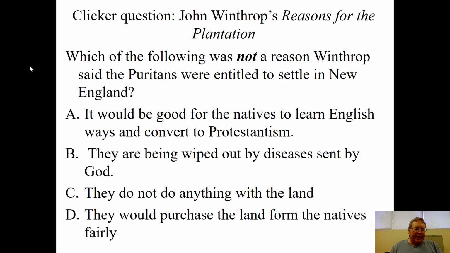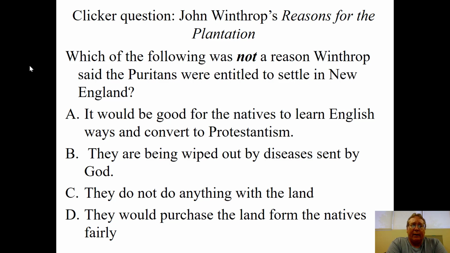Another thing that does come up, though, in this document is that some of the members of Winthrop's religious community say, hey, I get that you want us to go to the New World, but doesn't somebody already live there? Isn't this territory that you're talking about already claimed, lived on by another group of people? And Winthrop answers those objections as well, right? These concerns that they have.